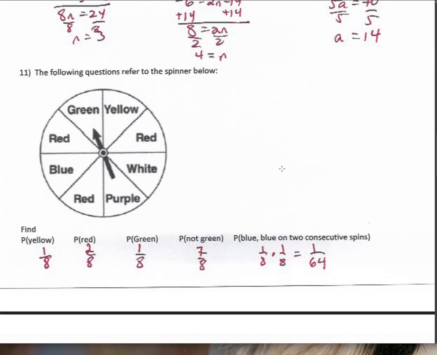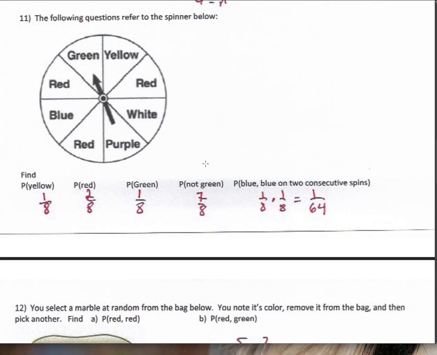Next up, we're going to take a look at some basic probabilities here. Find the probability of a yellow. That's 1 out of 8. There are 8 different sections of the spinner. And remember, probability is defined as the number of ways to do the thing you're looking to do, divided by total number of possibilities. There's 1 yellow region, 8 regions altogether.